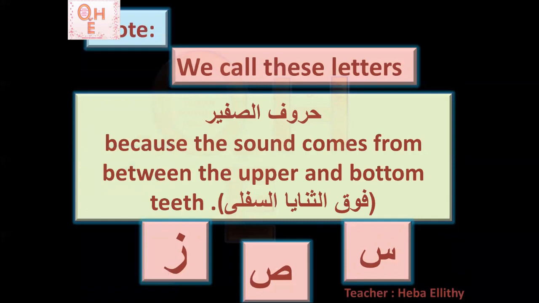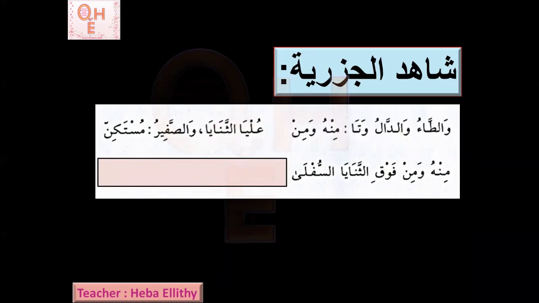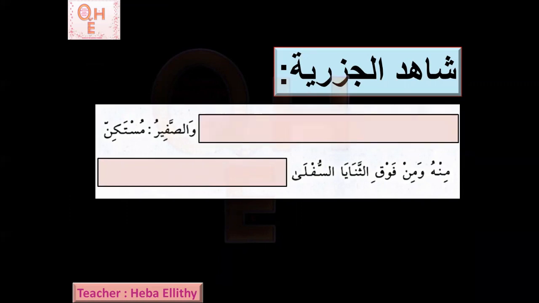They call it another name, which is note number 2, huruf al-safir. Al-safir again means whistle sound. Why do they call it this name? Because the sound comes from between the upper and bottom teeth, and it makes a whistle sound: as, as, as. Did you hear this sound? That's why we call it حروف الصفير. And this is our second note here about the names of these letters.